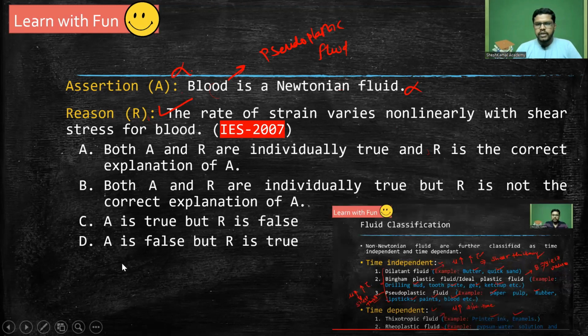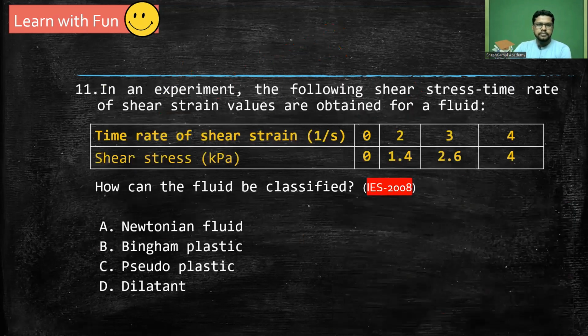Here I have already explained the things related to pseudoplastic fluid, so you can see on the screen. Blood is a pseudoplastic fluid, where the viscosity decreases with the increase in shear stress. So option D is the correct answer.